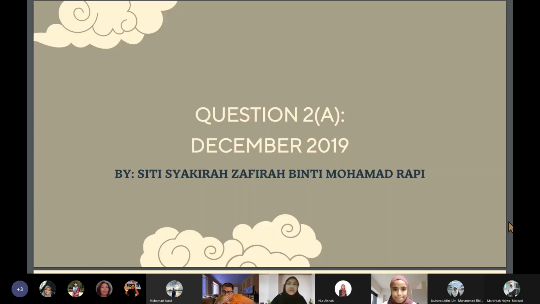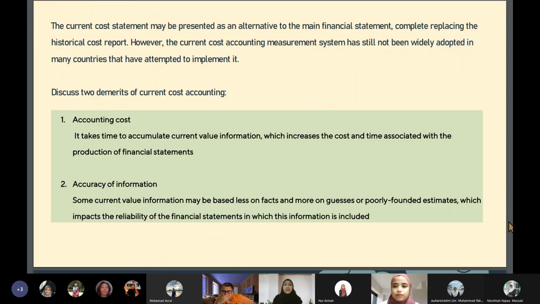This is a question about question 2A, December 2019 from the UITM paper. This is a question about the current cost. Statements may be presented as an alternative to the main financial statements, not completely replacing the historical cost report. However, the current cost accounting measurement system has still not been widely adopted in many countries that have attempted to implement it. Discuss the merits of current cost accounting.